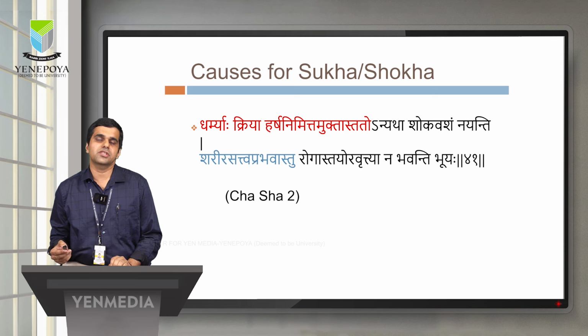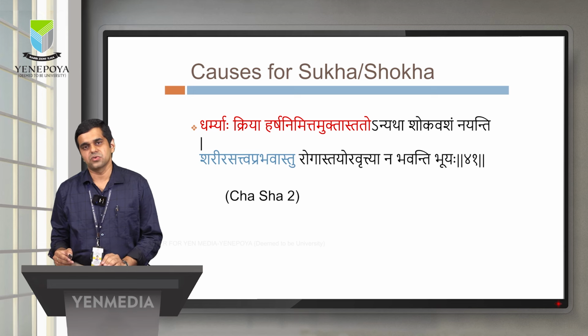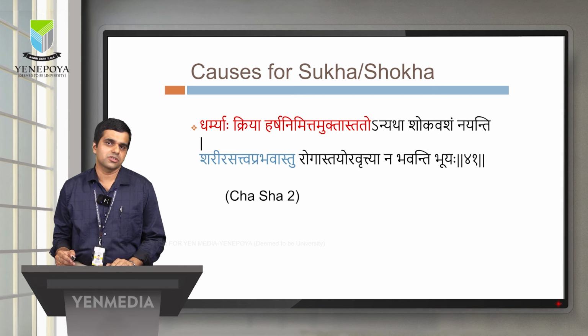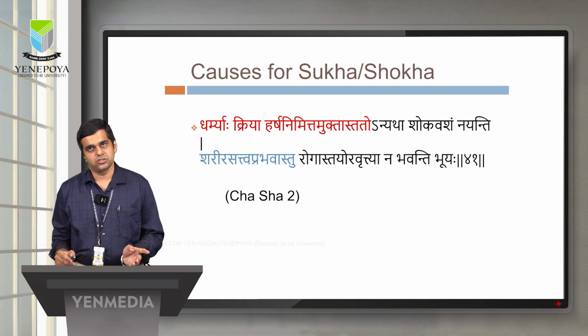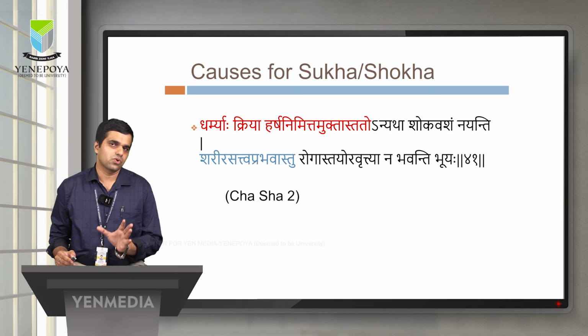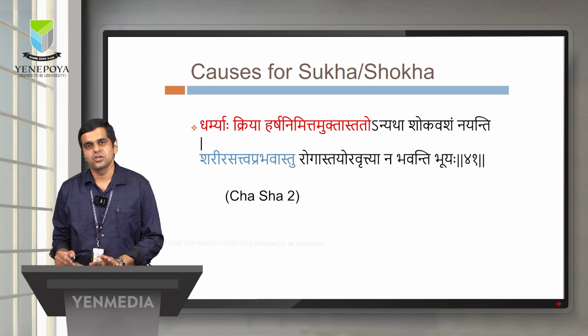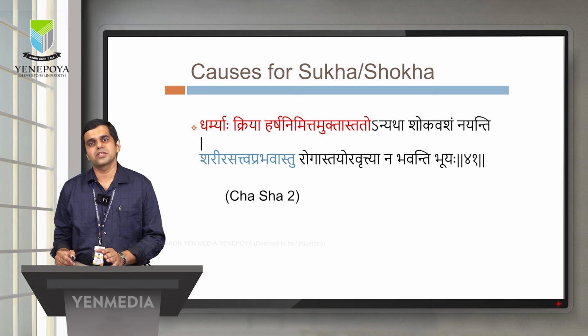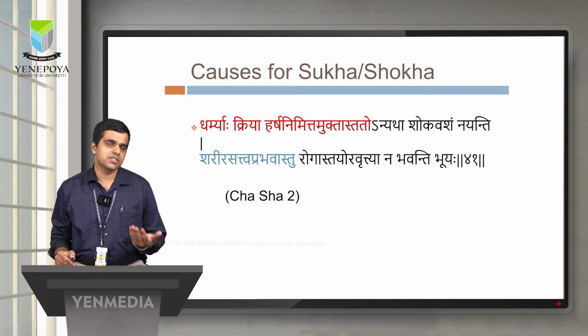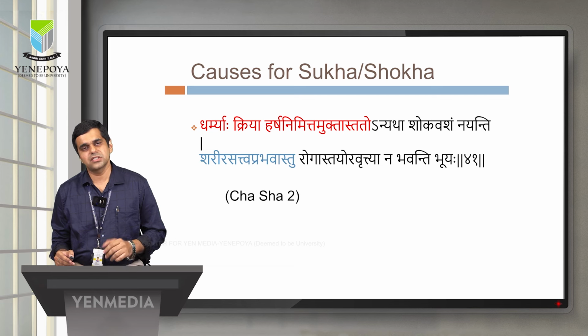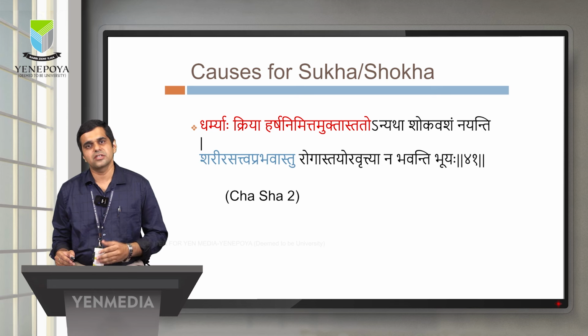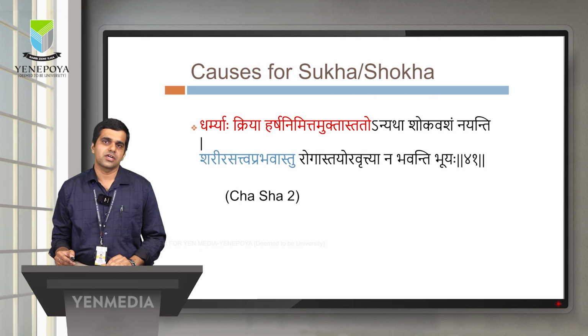Dharmyaha kriyaha harsha nimitta mukta. Whatever dharma kriyas, whatever righteous activities that you do, are the causes for harsha nimittam. Harsha nimittam means it is responsible for sukha. Tato anyata shokavasham nayanti. If you do it the other way, it will cause shoka. So the cause for disease is doing adharma. If you do adharma, it will cause shoka. If you do dharma, it will cause sukha. Sharira sattva prabhavastu, it will manifest in two places. One is sharira and the other is sattva. Sattva here refers to the mind. So diseases are basically two in nature: one is shariraja, related to the body, and the other is sattvaja, related to the mind.